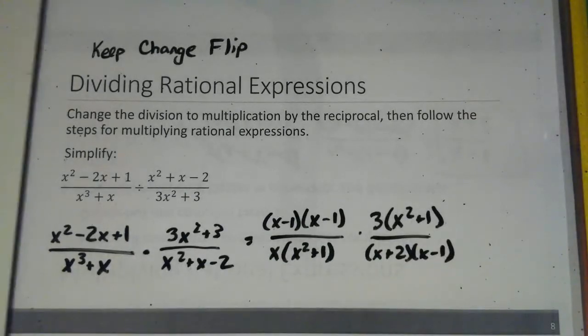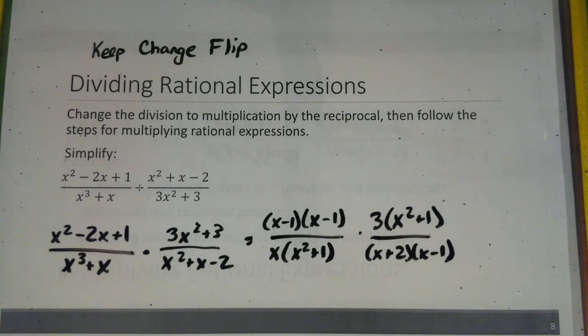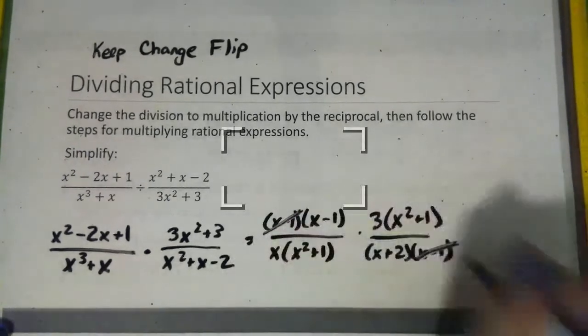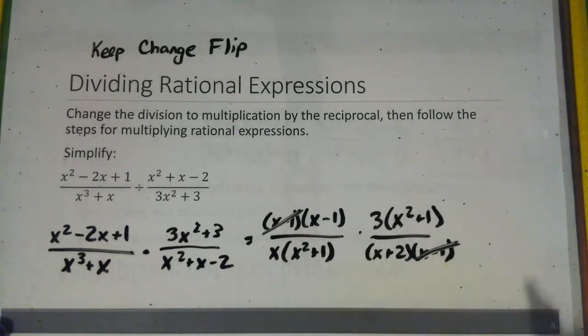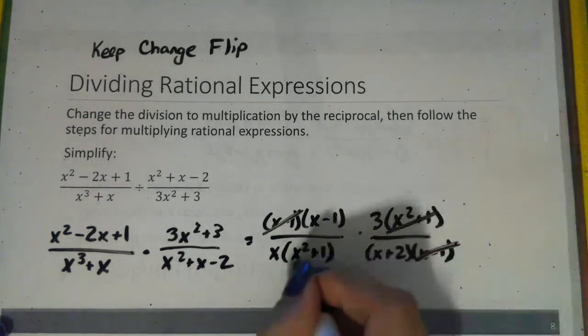Then, just like we did on the first multiplication problem, we're going to be able to divide out any common factors between a numerator and a denominator. So I have an x minus 1. I don't have another x minus 1 in my denominator, so that one stays. I don't have a factor of 3 to divide out, but I do have an x squared plus 1.